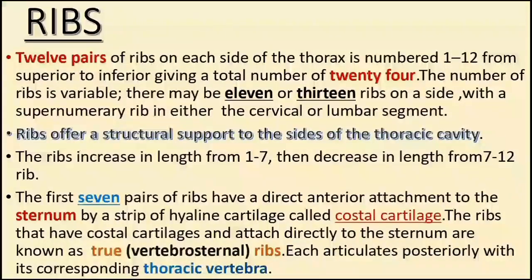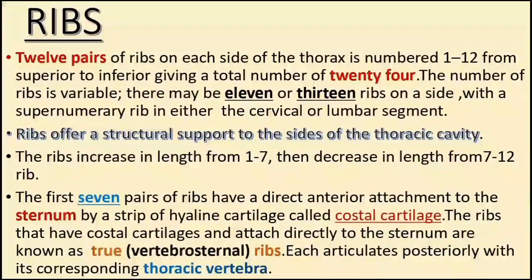12 pairs of ribs on each side of the thorax are numbered from 1 to 12 from superior to inferior, giving a total number of 24. The number of ribs is variable. There may be 11 or 13 ribs on a side, with a supernumerary rib in either the cervical or lumbar segment. The main function of the ribs is to offer structural support to the sides of the thoracic cavity. The ribs increase in length from 1 to 7, then decrease in length from 7 to 12.